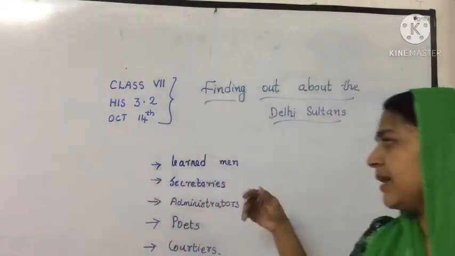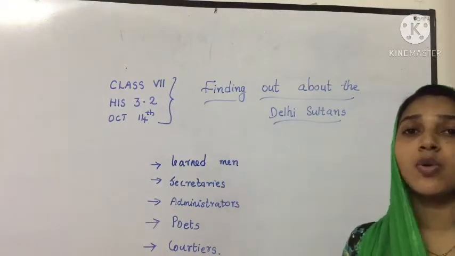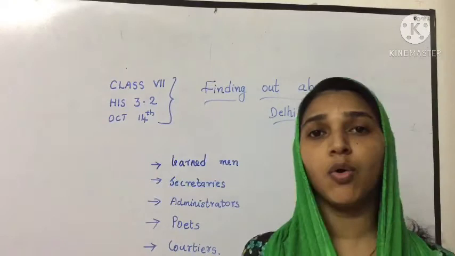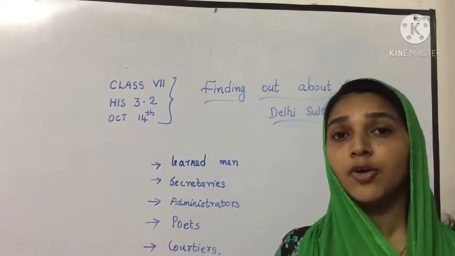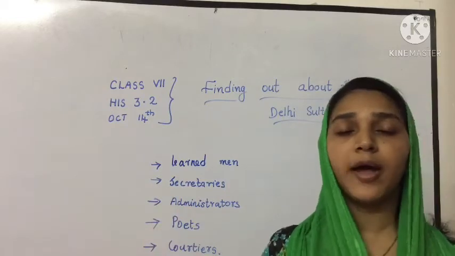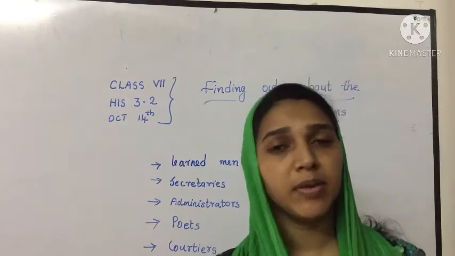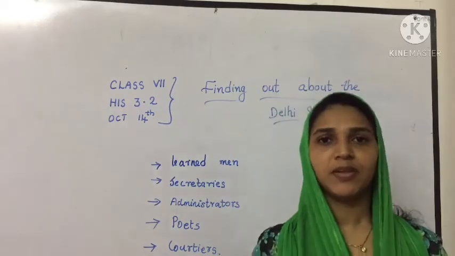The learned men, secretaries, administrators, poets and courtiers also advised the king or rulers in ruling the country. They also helped and provided advice on the administration of the kingdom.